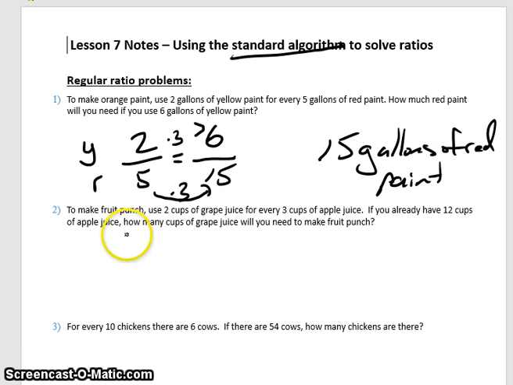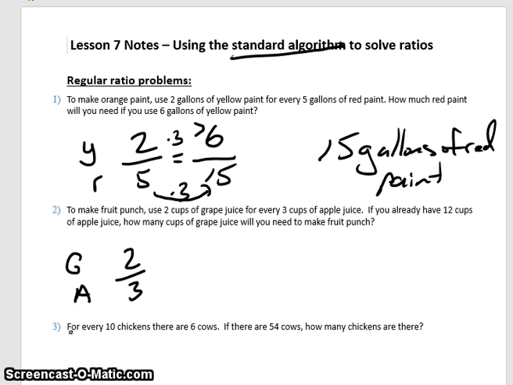Okay, so to make fruit punch, use 2 cups of grape juice for every 3 cups of apple juice. Again, there's my ratio. It's a ratio of 2 to 3. 2 cups of what? Grape juice. And then 3 cups of what? Apple juice.